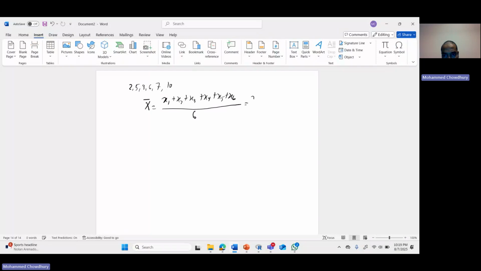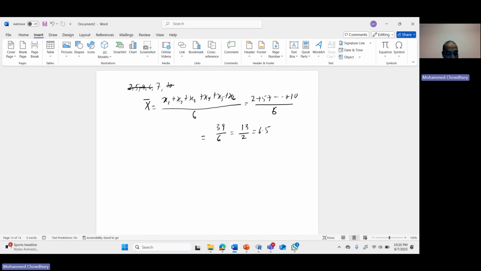So here x1 equals 2, x2 equals 5, and it will go on and stop at 10, divided by 6, and then you will get the result here. These two equal 7 and this equals 16. 16 plus 6 equals 22, then 32, 39. 39 divided by 6, so if I do 13 divided by 2, 6.5 is the mean.